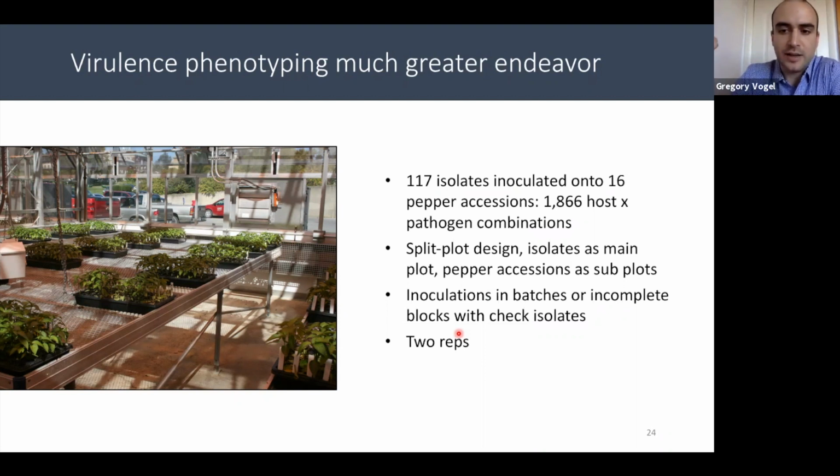And then we inoculated those onto 16 pepper accessions that I'll talk about in a little bit more detail in a split plot design, where each tray was inoculated with an isolate, and then the trays were randomly divided into plots of different pepper accessions. This was done in batches or incomplete blocks that had 3 check isolates to measure block-to-block variation, with a total of 2 complete replications.